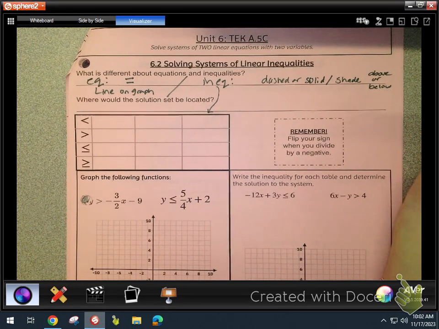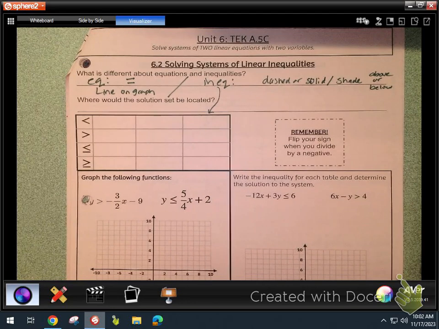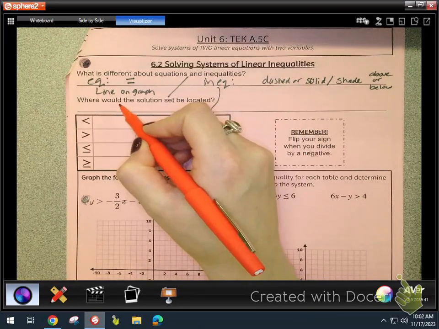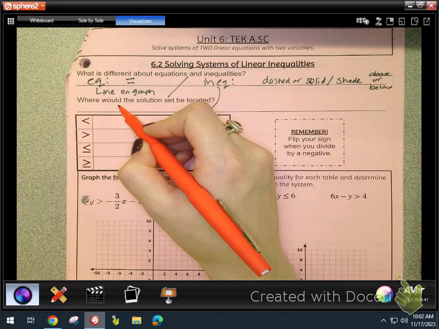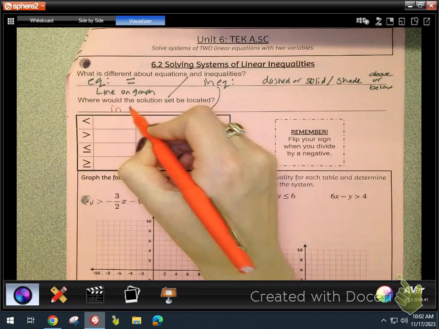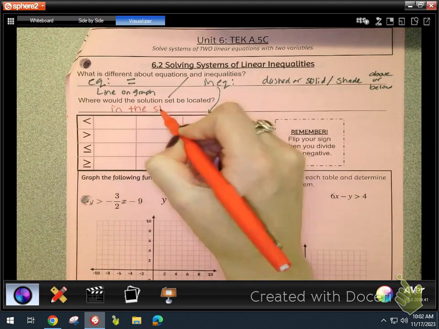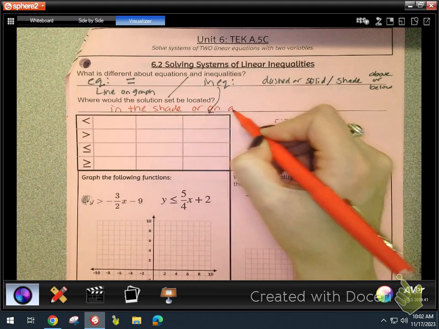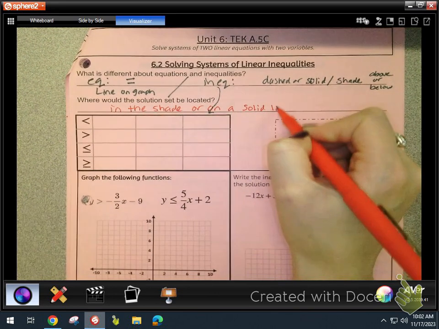Okay? In inequalities, where are your solutions located? Do you remember? In the shade. I thought I said in the shade. Very good. In the shade or on a solid line.